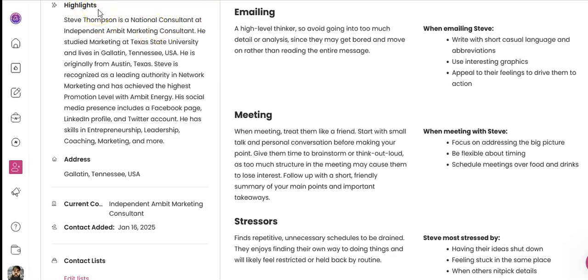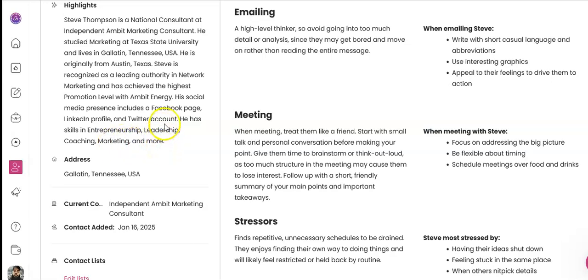It highlights this information. Steve Thompson is a national consultant at Independent Ambit Marketing Energy Consultant. He studied marketing at Texas State University and lives in Tennessee. He is originally from Austin, Texas. Steve is recognized as a leading authority in network marketing and has achieved the highest promotion level with Ambit Energy. His social media presence includes a Facebook page, LinkedIn profile, and Twitter account. He has skills in entrepreneurship, leadership, coaching, marketing, and more.